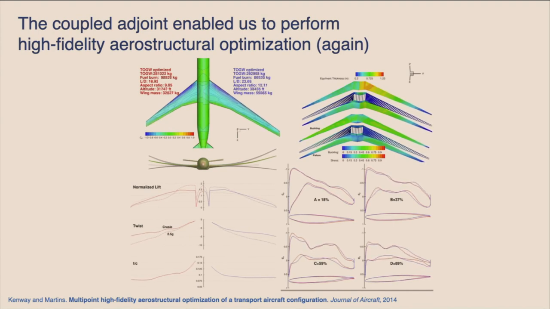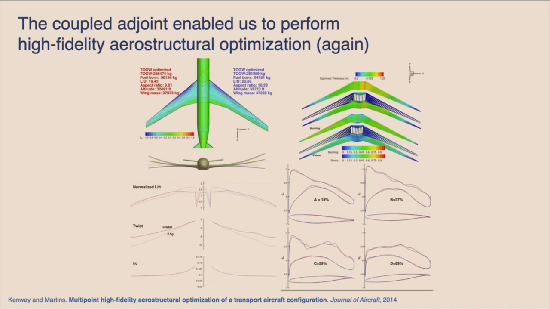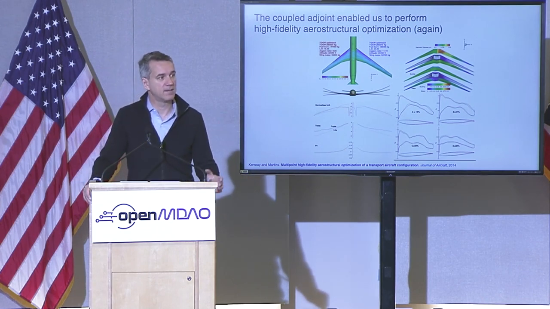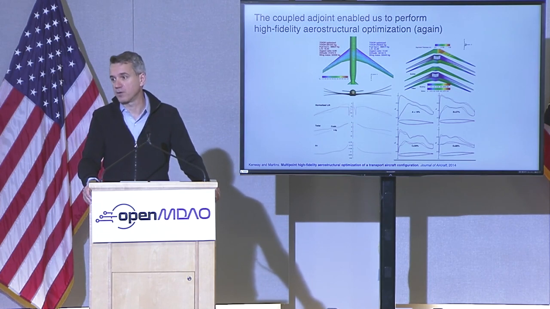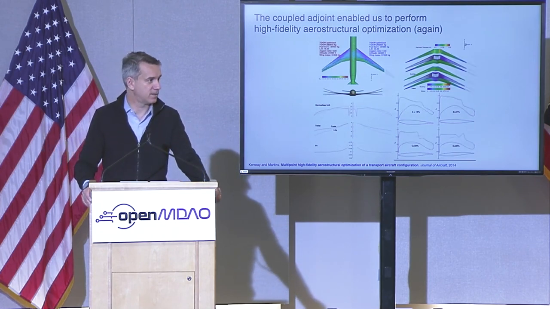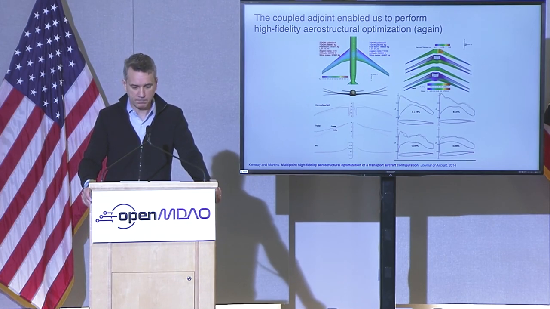It's more biased towards reducing drag. So you end up with a heavier wing that burns less fuel. On the left, you see a wing that is lighter, but burns more fuel. So it's a typical trade between fuel burn and weight of the wing.